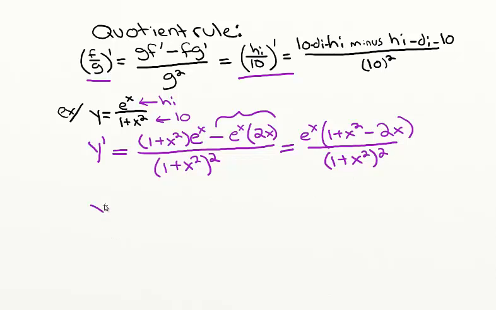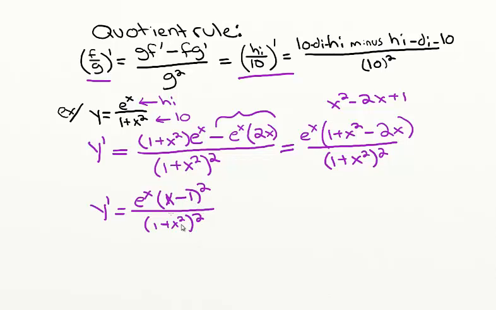Alright, now we can do one more little thing. We have an e to the x, the whole thing over a 1 plus x squared, and now we notice that this numerator here, the rest of it, if we rewrite this as an x squared minus a 2x plus 1, we can certainly factor that, and we're going to get an x minus 1 squared. So that simplifies a bit.